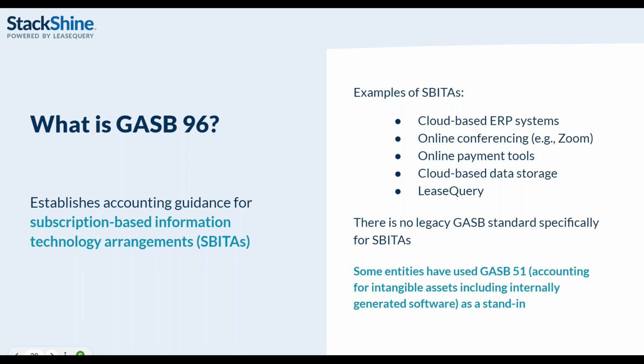Things like your cloud-based ERP systems, Zoom, online payment tools, any sort of data storage that's through the cloud, and even LeaseQuery. And similarly, the GASB came out with this guidance really because there weren't very stringent or specified rules for subscriptions prior. There's no legacy guidance. Some people might have used GASB 51, but they wanted to, again, set the record straight with the increase in subscriptions throughout the years. So you need to recognize an asset and a liability for GASB 96 for these subscriptions. So again, SaaS is a piece of this, just like it is for FASB, but probably a pretty big piece.